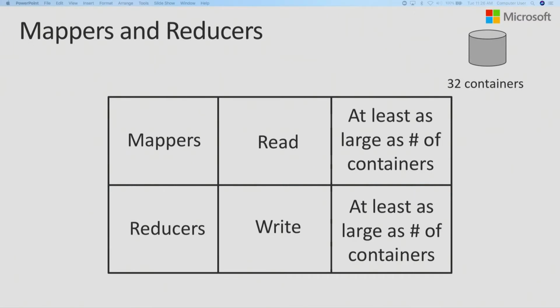So again, as we talk about running tasks and how many tasks we're going to run within these containers, we want to run at least as many tasks as there are containers. Right? So this is for mappers and reducers. When we're in the map stage, we definitely should try to run as many mappers as there are containers. And again, in the reduce stage.